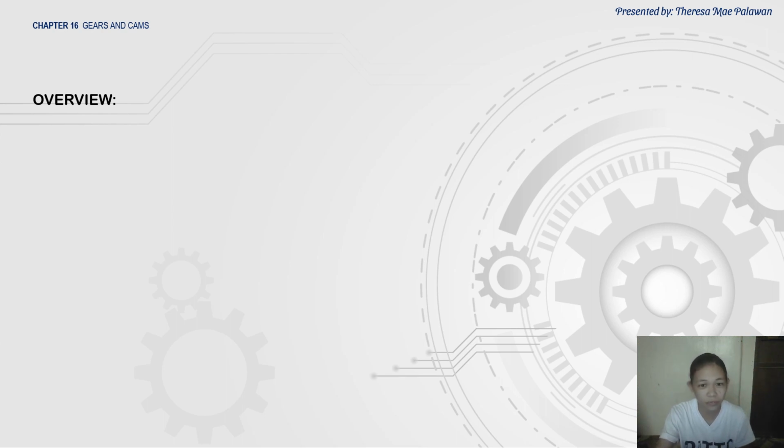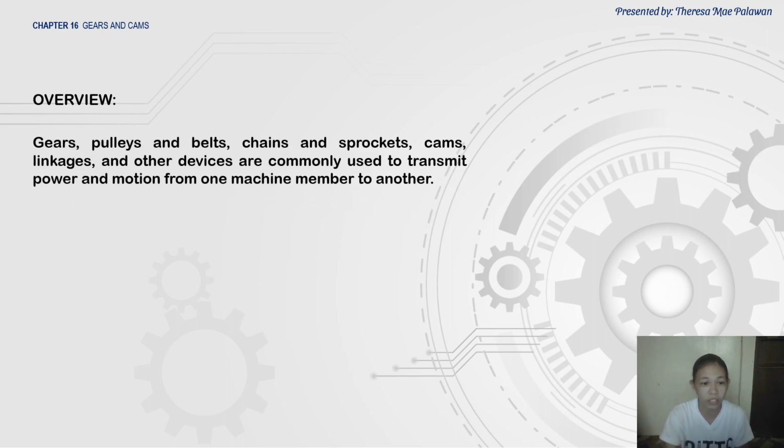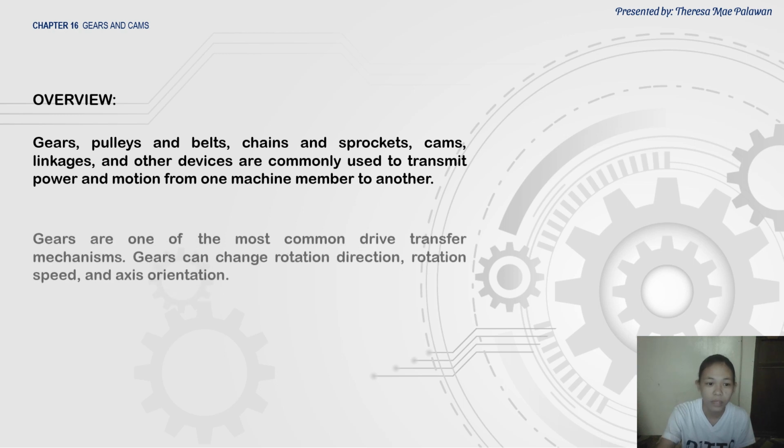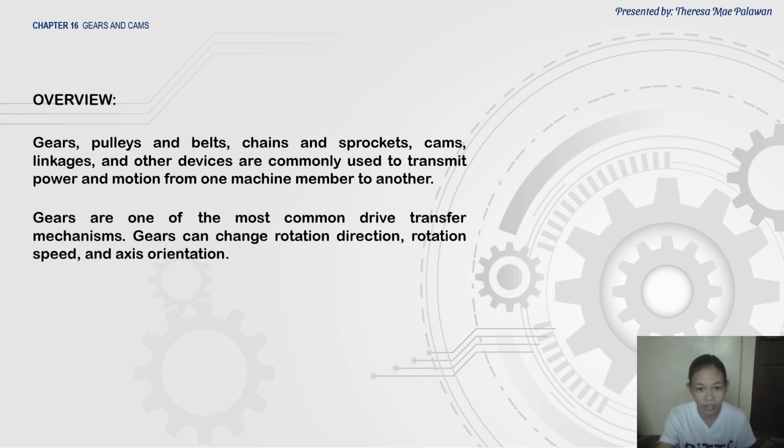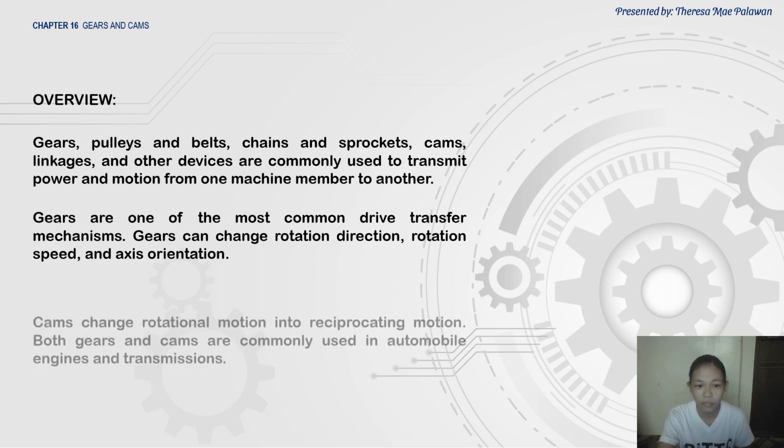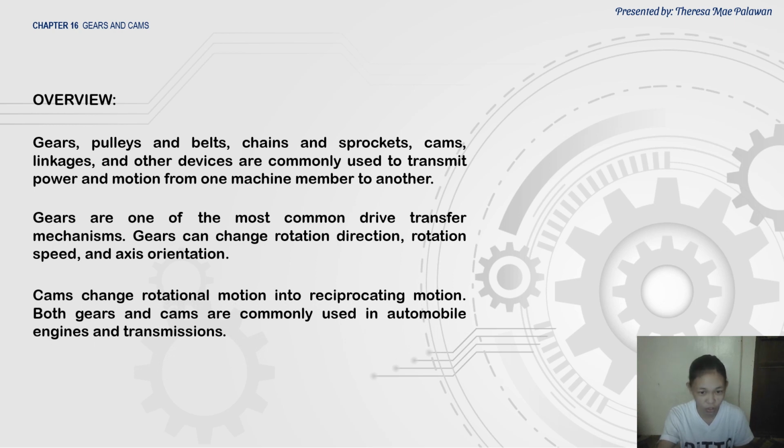So the overview of this entire report is about gears, pulleys and belts, chains and sprockets, cams, linkages, and other devices commonly used to transmit power and motion from one machine member to another. Gears are one of the most common drive transfer mechanisms. Gears can change rotation direction, rotation speed, and axis orientation. Cams can change rotational motion into reciprocating motion. Both gears and cams are commonly used in automobile engines and transmissions.